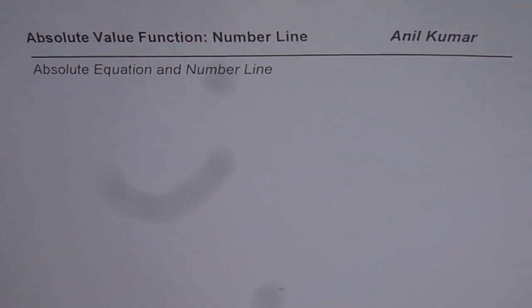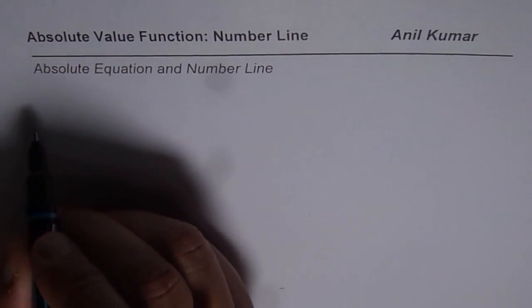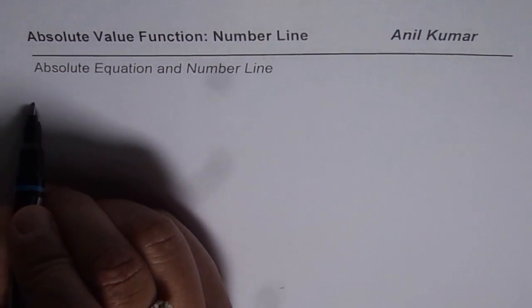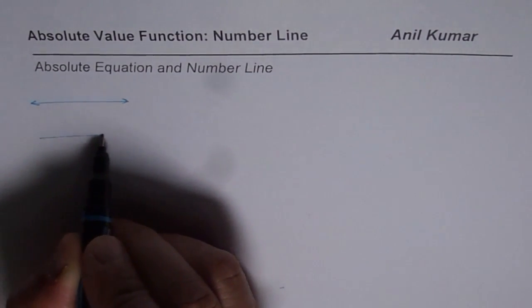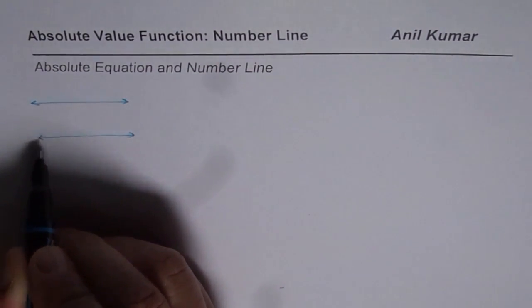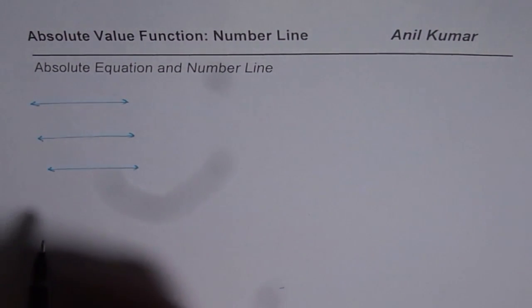I'm Anil Kumar, and in this video we will discuss how to write an absolute function equation when we are given the solution on a number line. So it's kind of a reverse calculation. Here I'll give you solutions on a number line, and what you need to do is write down an absolute function which will represent that solution, right?